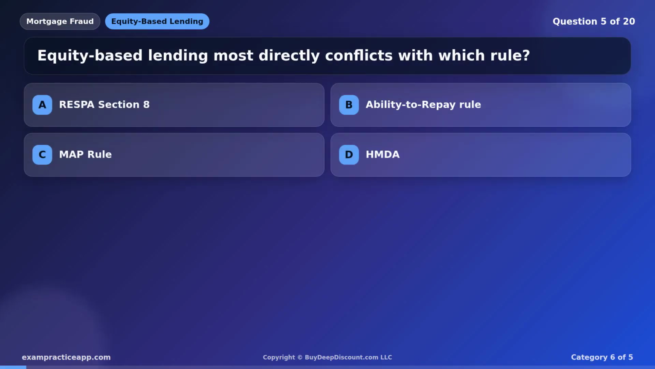Question 5. Equity-based lending most directly conflicts with which rule? Option A, RESPA Section 8, option B, the ability to repay rule, option C, MAP rule, option D, HMDA. Take a moment to choose your answer. The correct answer is option B, the ability to repay rule. Explanation. Equity-based lending ignores borrower ability to repay, violating ATR principles.